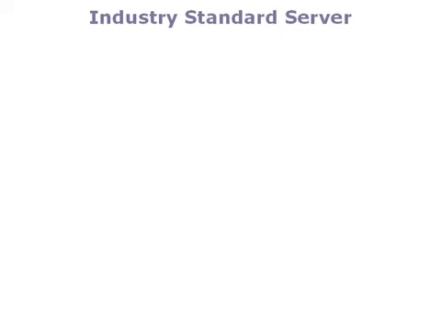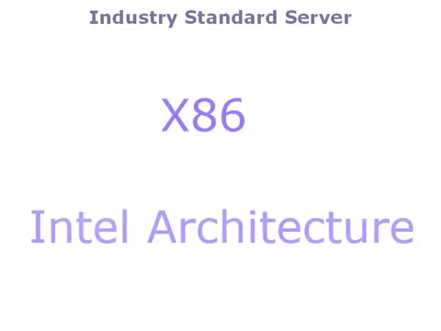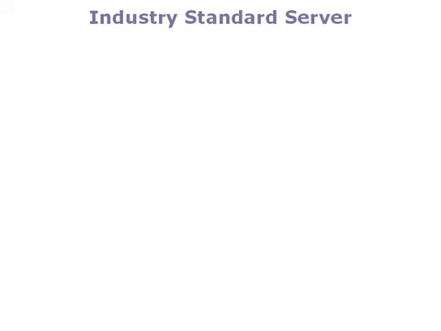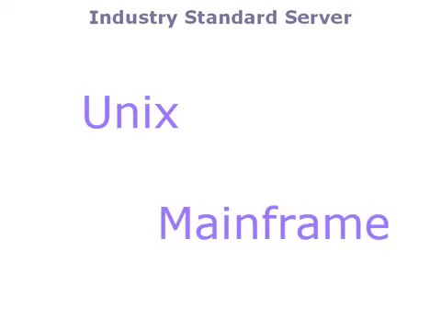The type of servers we are covering are often referred to as industry standard. They can also be referred to as x86 or Intel architecture. These terms all refer to the way in which Intel and IBM originally architected the PCs from which these servers evolved back in the early 1980s. There are other server types you may have heard of, such as Unix servers and mainframe servers. These are not covered here.